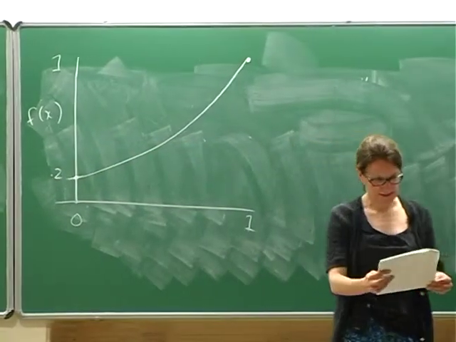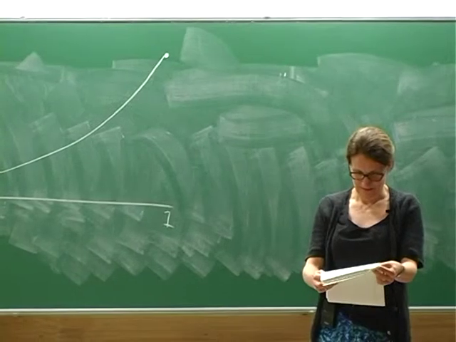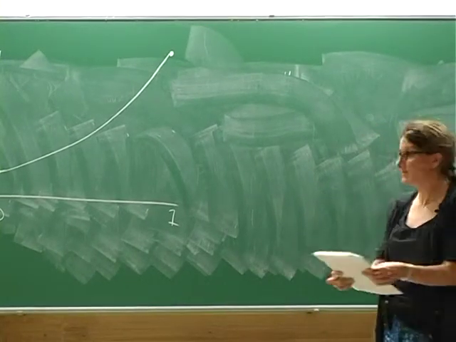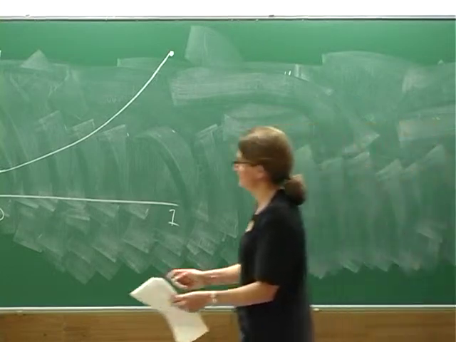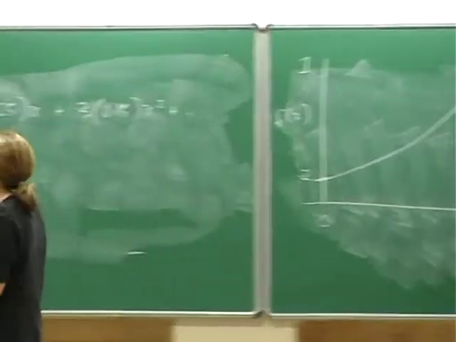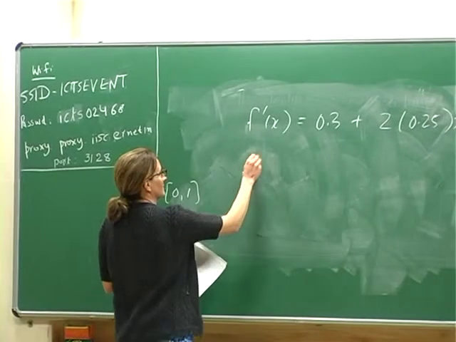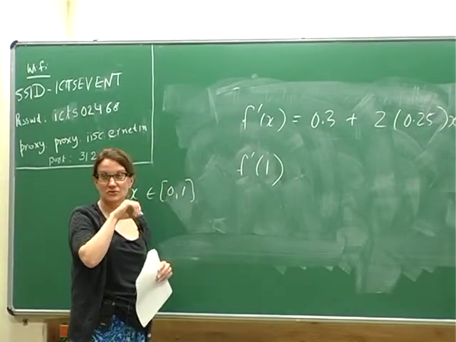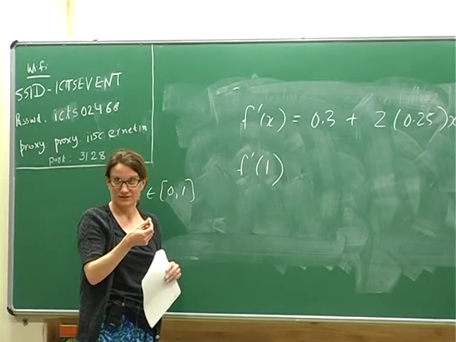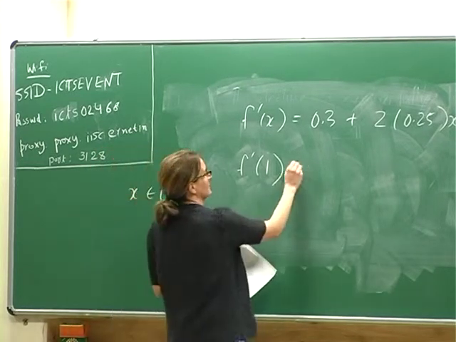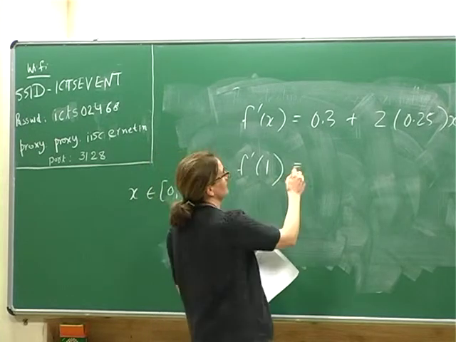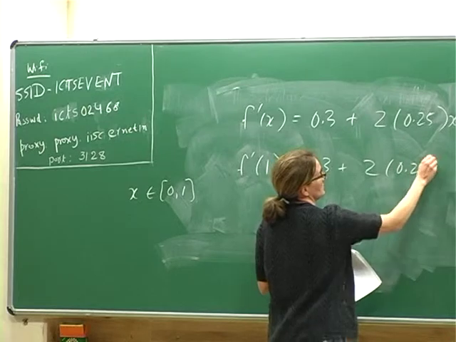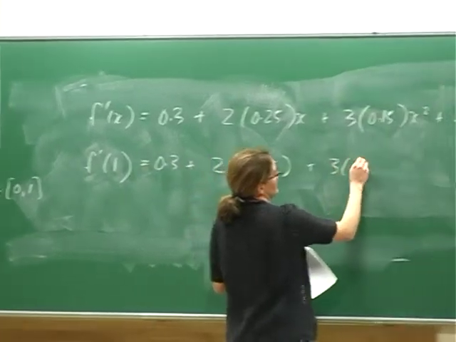Okay, what was next? F prime of x evaluated at 1. We did F prime. Now we take the derivative and evaluate at x equals 1. Why would we care about this? We get 0.3 plus 2 times 0.25 plus 3 times 0.15.